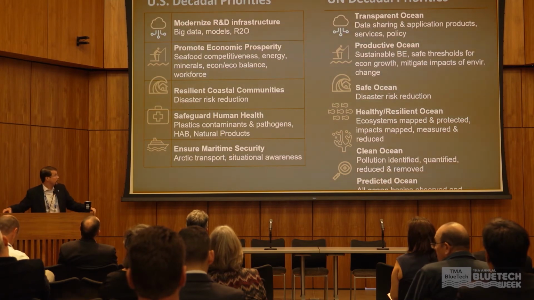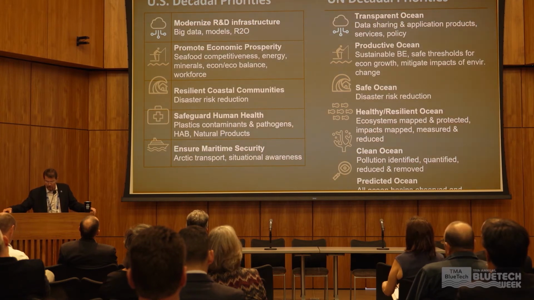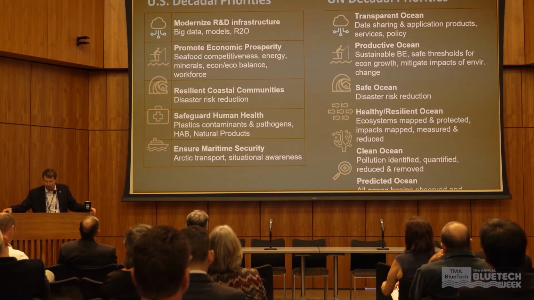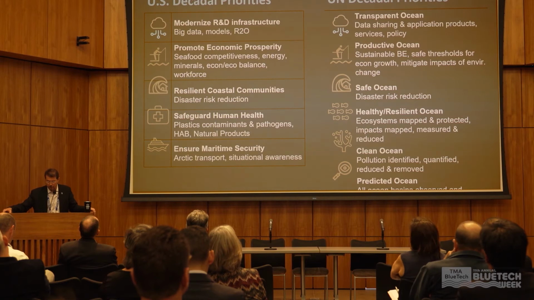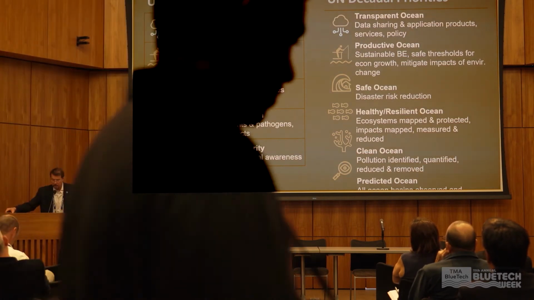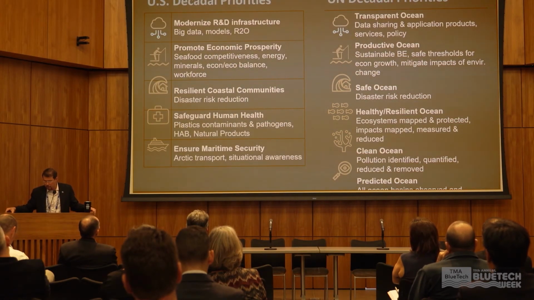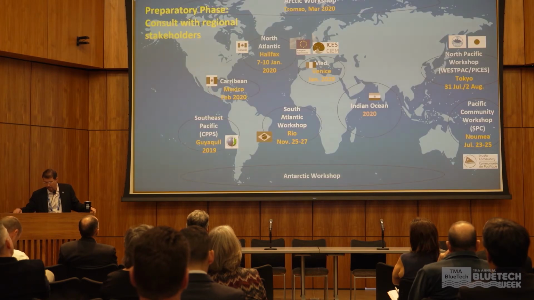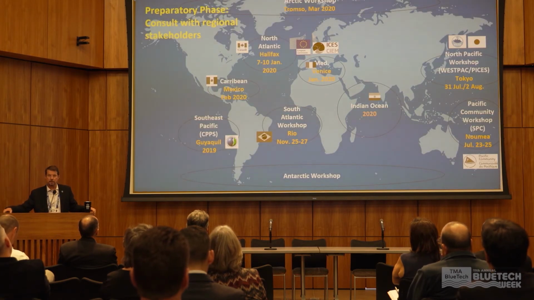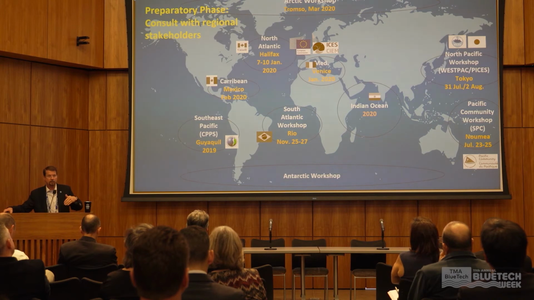The Decadal Priorities are also shown here. We've got a little bit of a slide mess up there, but they include modernizing our infrastructure and promoting economic prosperity, resilient communities, safeguarding human health, and ensuring maritime security, and on and on. I wanted to put these up here for reference so that you've all seen them in the context of the day. And then the preparatory phase that Margaret referenced, this is planning towards the next year.